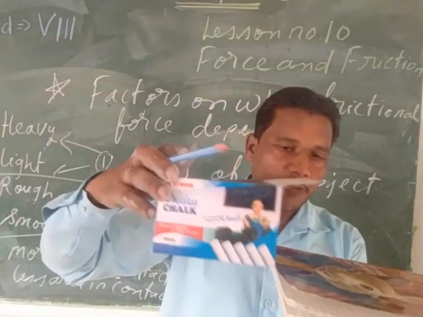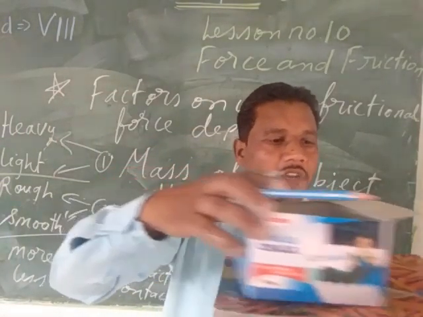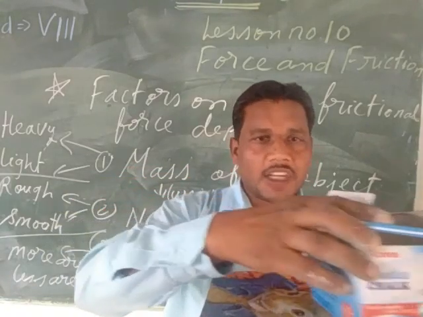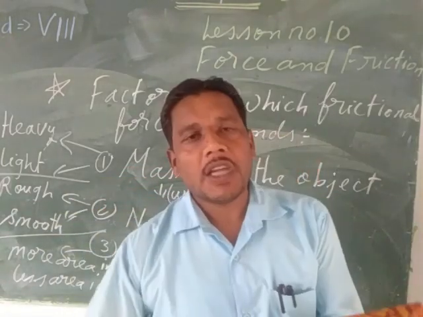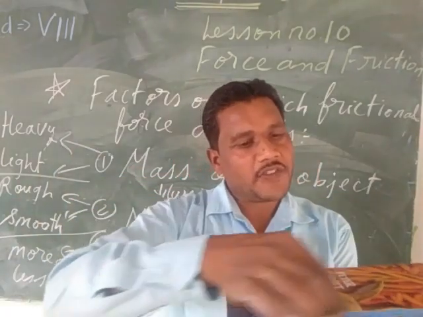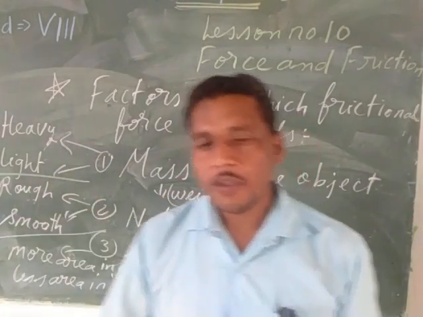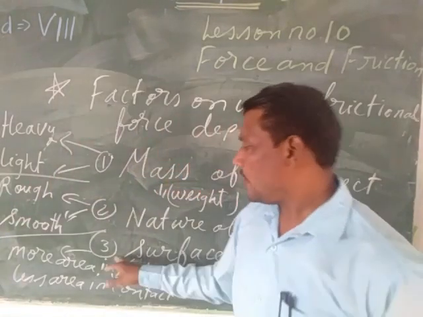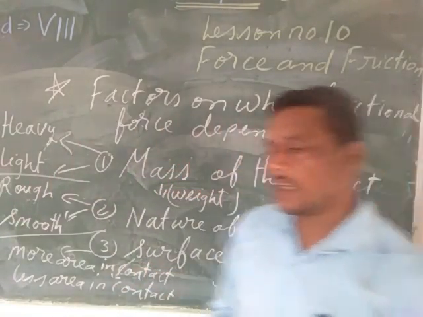Here more surfaces are in contact, so more friction. Here fewer surfaces are in contact, so less friction. So more area in contact, more friction. Less area in contact, less friction.